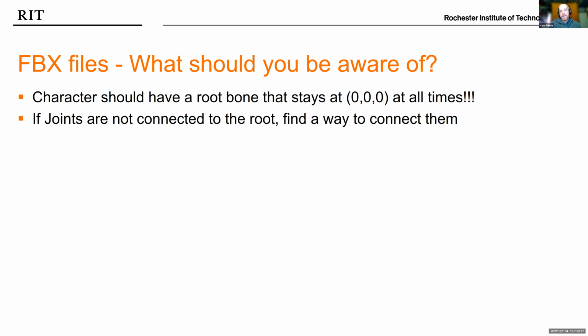If joints are not connected to the root bone, find a way to connect them. What I mean by that is that you might have shoulders, and your pelvis bone is the center of your character or something like that. And then maybe you just have a parent constraint towards the shoulder. So instead of actually being connected to the shoulder, you have it as just a constraint in Maya. That's not going to fly.